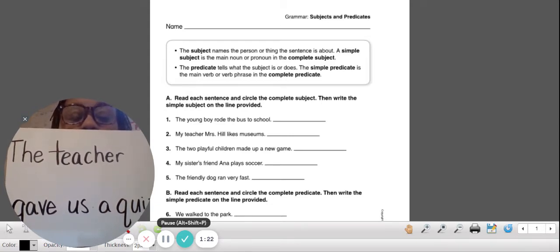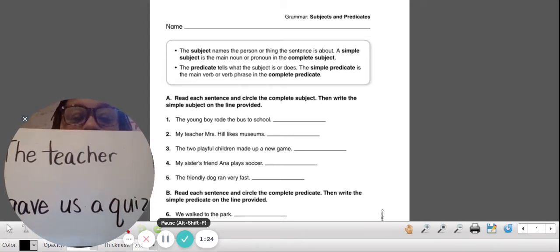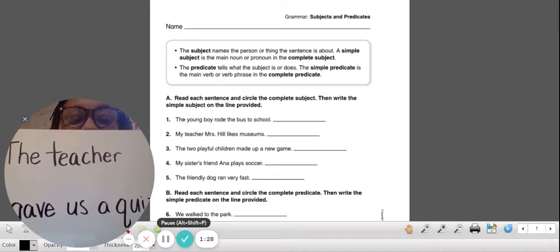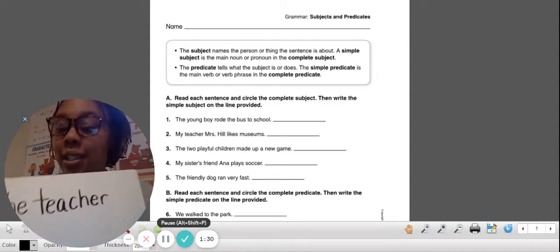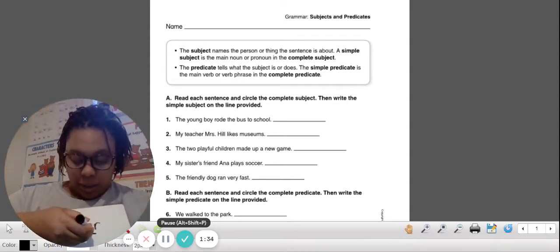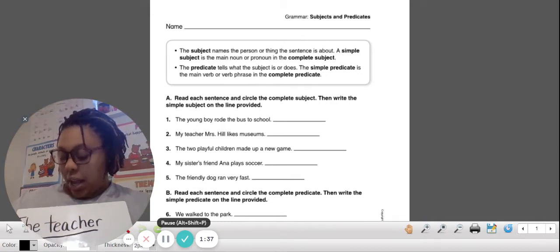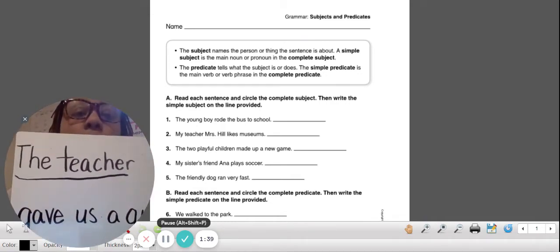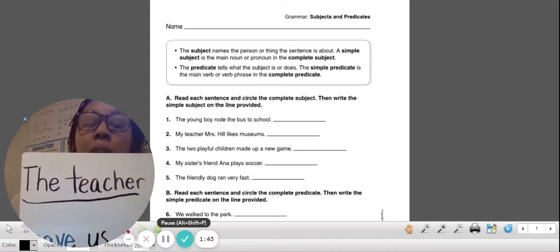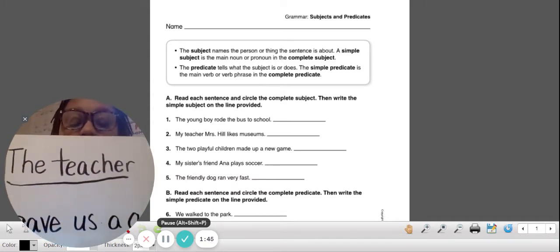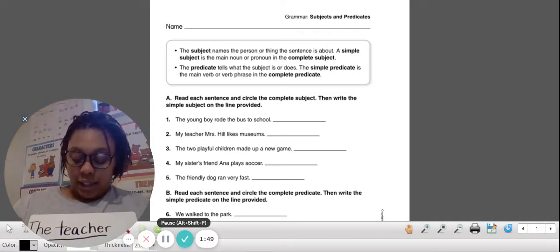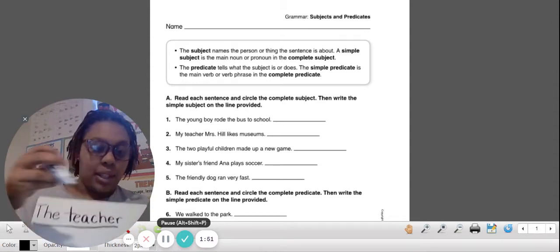The teacher gave us a quiz. Who can tell me the complete subject of this super easy sentence? All right, the teacher is our complete subject. That's telling us what or who the sentence is talking about. So in this sentence, we are talking about what the teacher does. The predicate would be gave us a quiz.